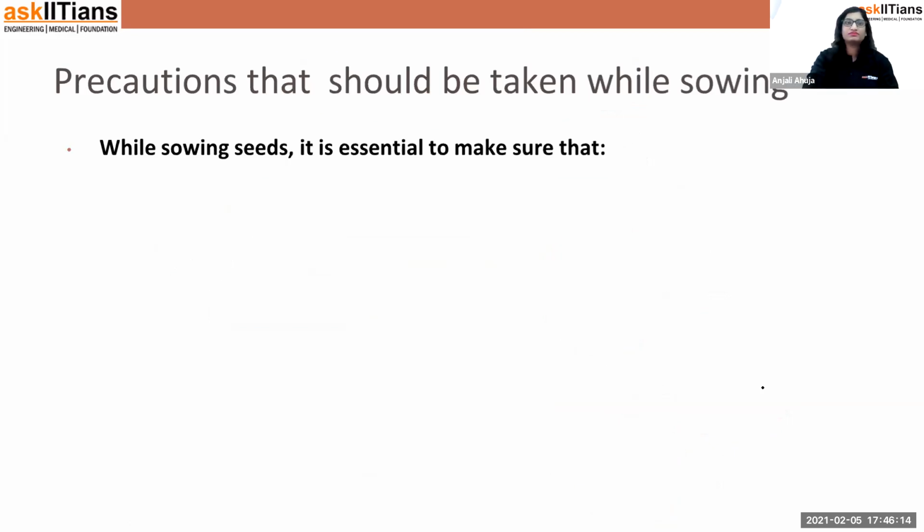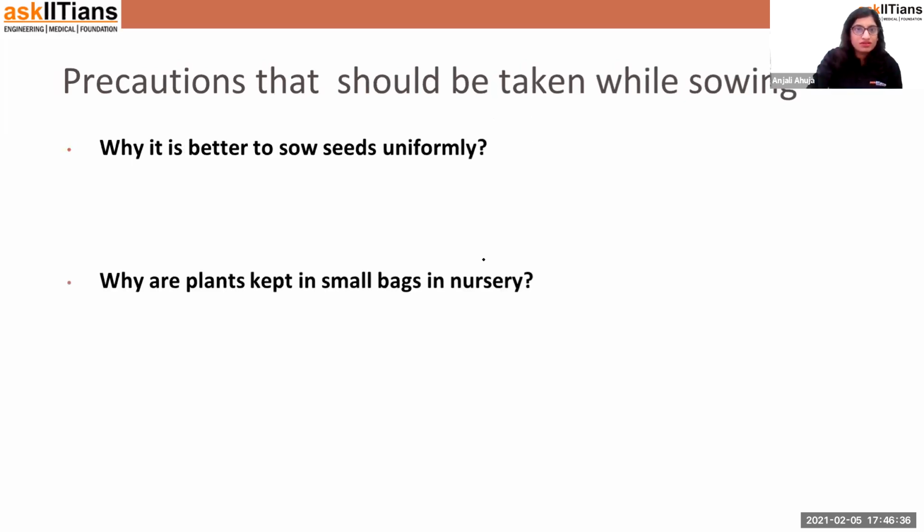So now let's proceed further and talk about a very important question that I think can come in your paper: the precautions that should be taken while sowing the seeds. If I talk about this chapter, guys, at least 2 to 3 questions you can expect, in the form of an MCQ or a subjective question. While sowing the seed, it is essential to make sure of certain things.